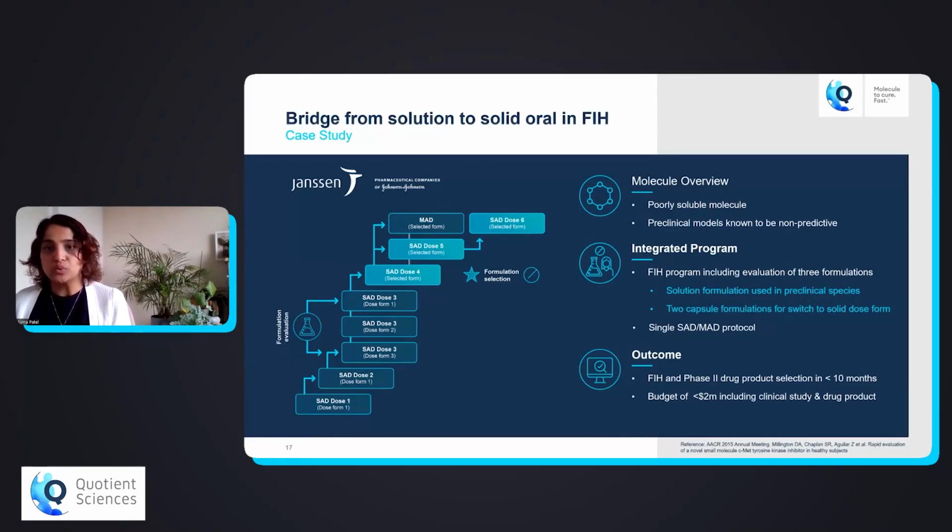So the drug in question was poorly soluble, and in the preclinical species, there were unexpected differences between the species. And so Janssen really wanted to have the flexibility to look at different formulations and circumvent these risks within the first-in-human study, with the desire to still end up with a patient-friendly formulation at the end of the MAD.